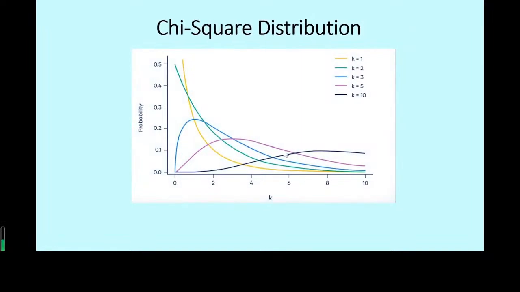This figure shows several chi-square random variables' density curves with different degrees of freedom. For k equals 1, this line. Now for k equals 2, this one. For k equals 2, actually, it is an exponential distribution.